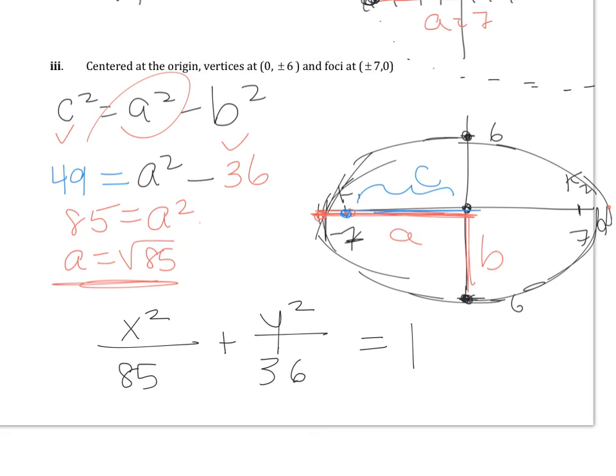Okay, and I think that's it for now. Feel free to refer back to this as you're working on the rest of the problems in this packet.